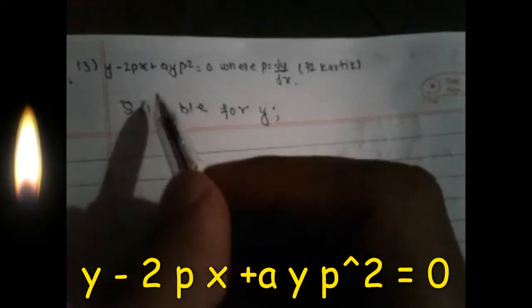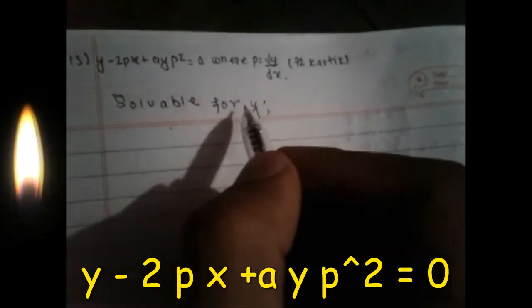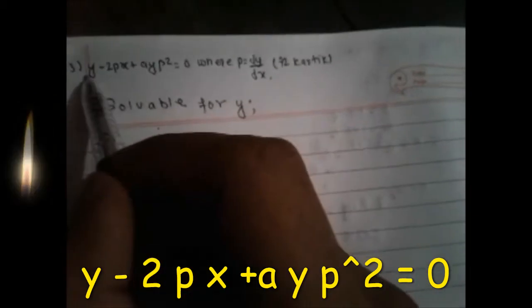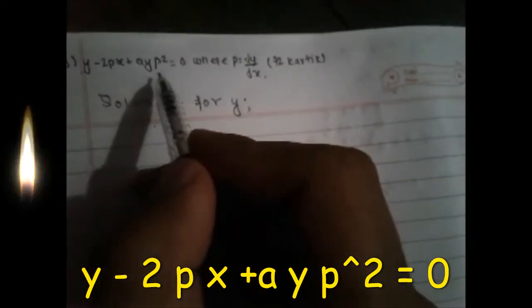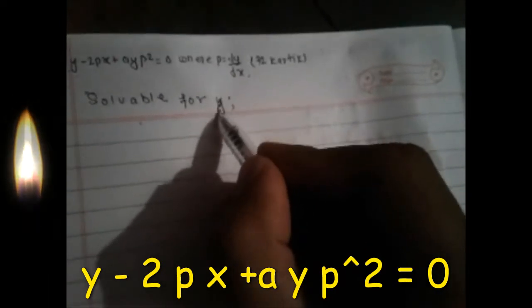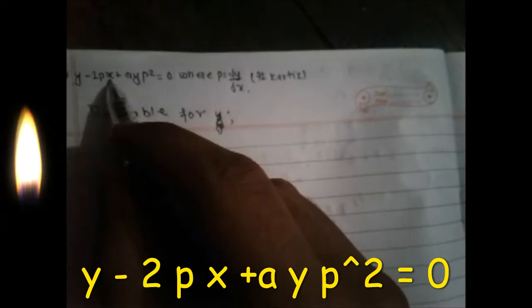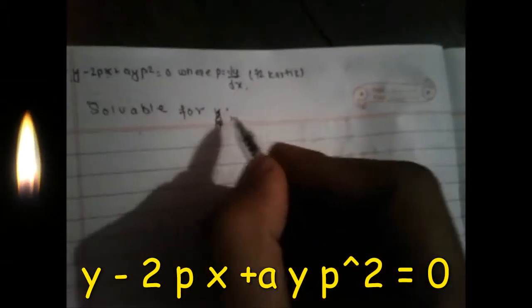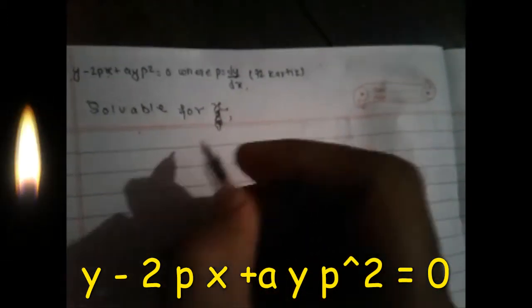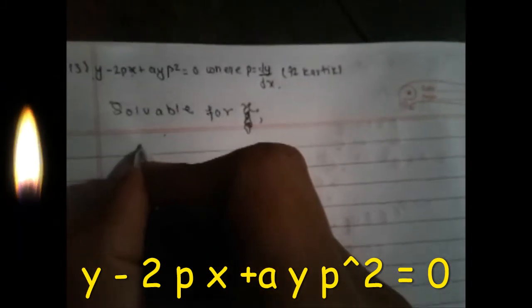How to see that it is solvable for y or it is solvable for x? Here y is repeated, so we don't solve it for y. Which is not repeated, we solve for that. x is unrepeated, so we solve for x. Then what we do?